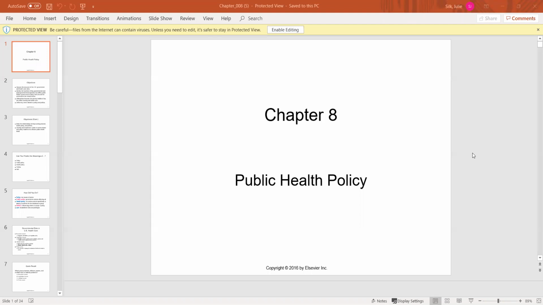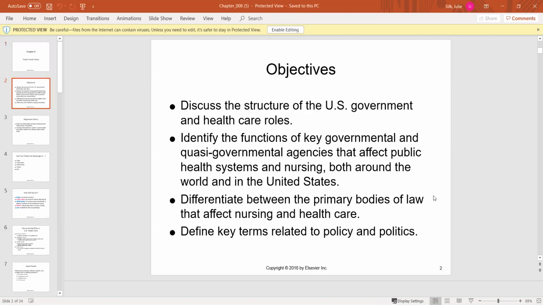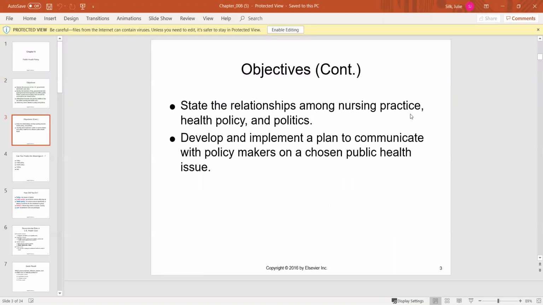Okay, so in here, we are talking about the U.S. government and healthcare roles. We're identifying the functions of the key governmental and quasi-governmental agencies that affect public health systems and nursing. We're differentiating between primary bodies of law that affect nursing and healthcare. And we're defining some key terms related to policy and politics. We're stating relationships among nursing practice, health policy, and politics. And then we're developing and implementing a plan to communicate with policymakers on a chosen public health issue.